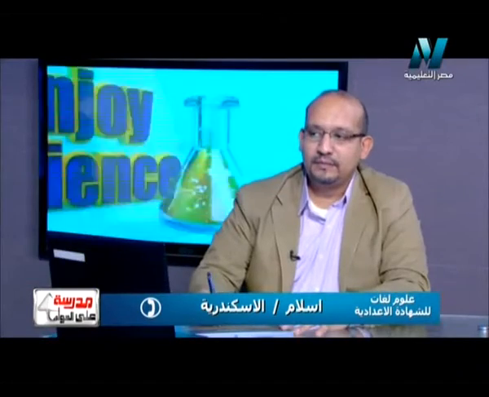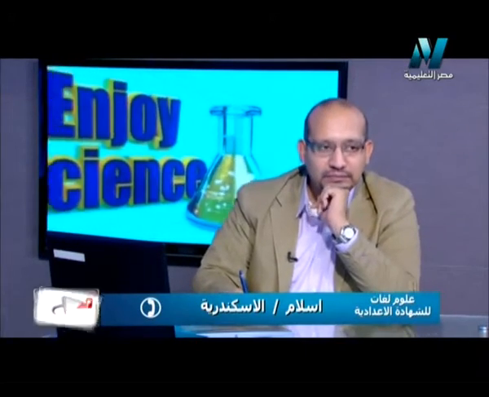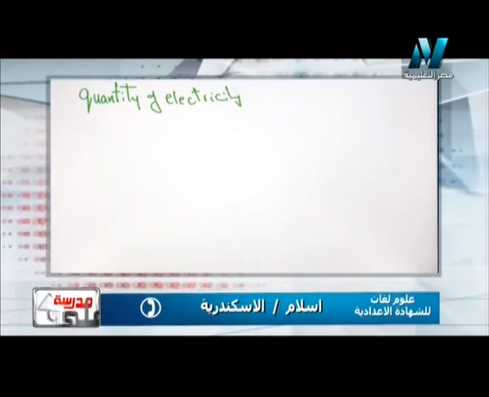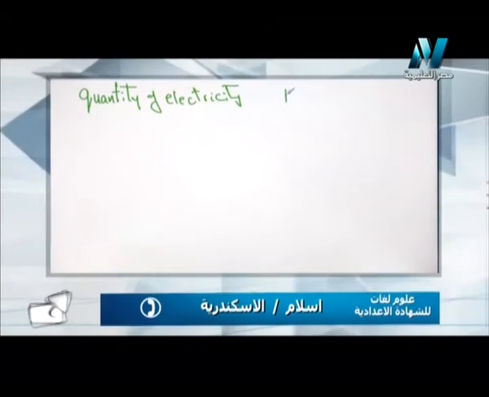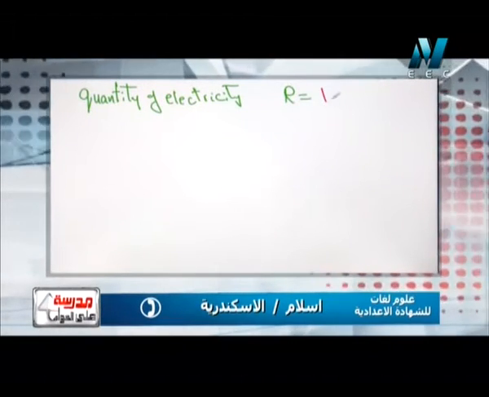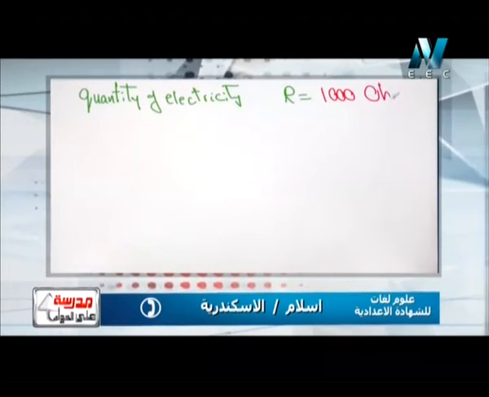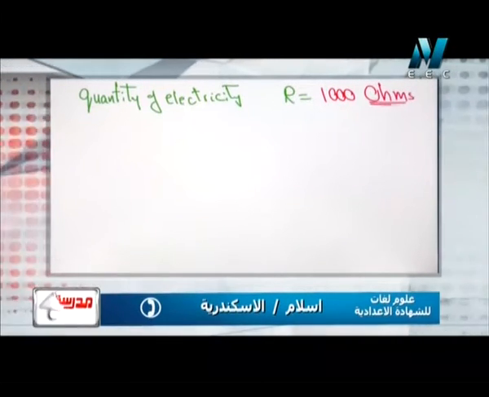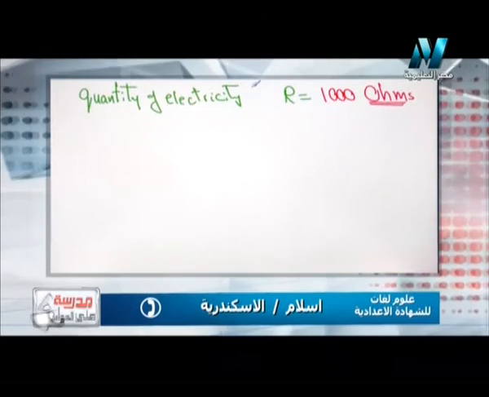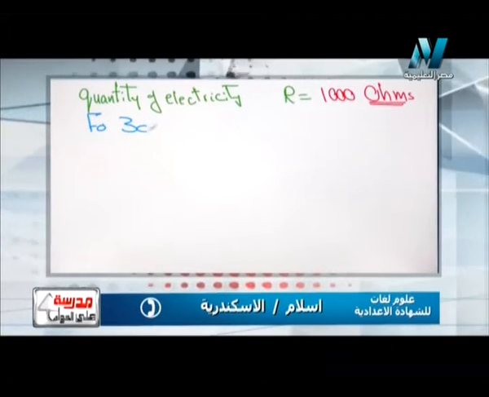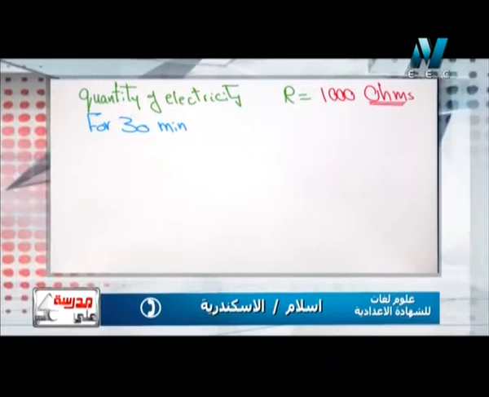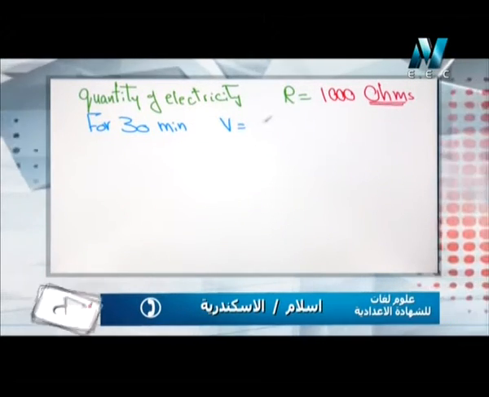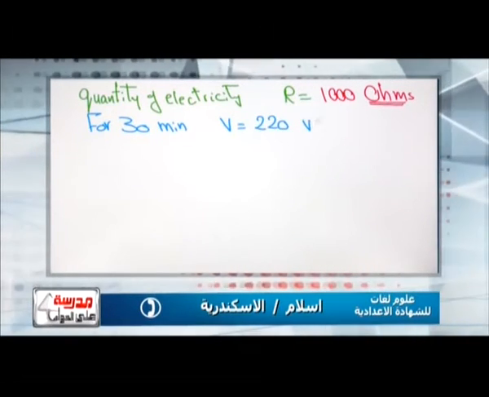What is the quantity of electricity which passes through a conductor whose resistance is 1000 ohms, for 30 minutes, when the potential difference across its ends is 220 volts? Islam, one by one please so I can write. Write ohms clearly apart from the number so it isn't read as zero. By the way, Ohm is also the name of a scientist.